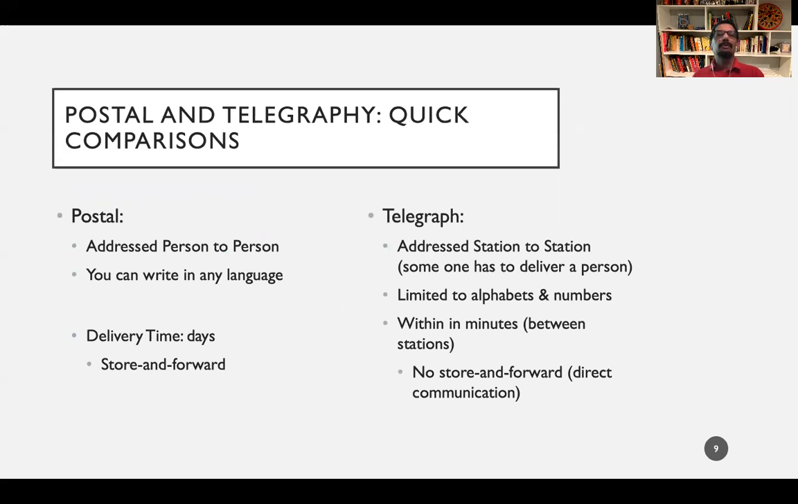So let's now do a quick comparison of postal network and telegraphy. Postal network is addressed person to person. We write from one person to another, but telegraph was addressed from station to station. So once it gets there, somebody has to deliver it to the actual person. Postal, you can write in any language because you're handwriting it, right? In the case of telegraphy, when we went to the first electronic thing, we actually got limited. We could only use alphabets and numbers, but we couldn't use any other language.